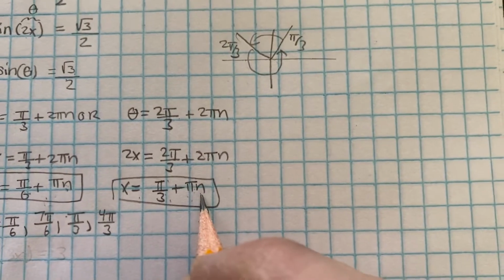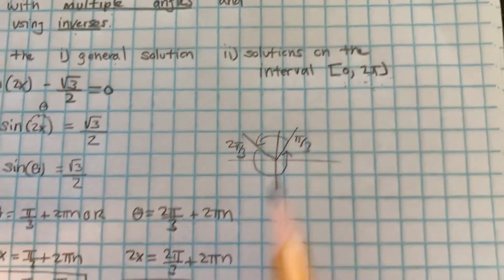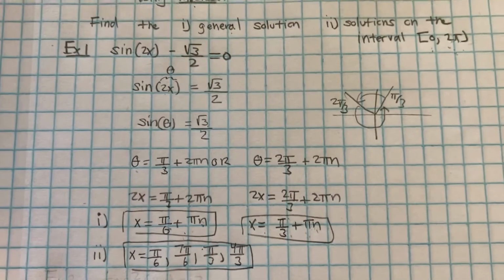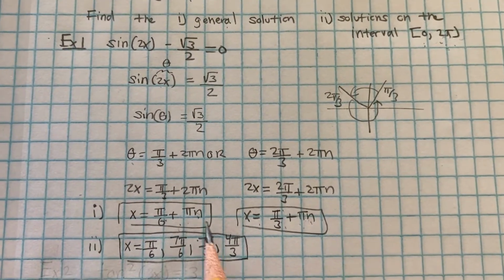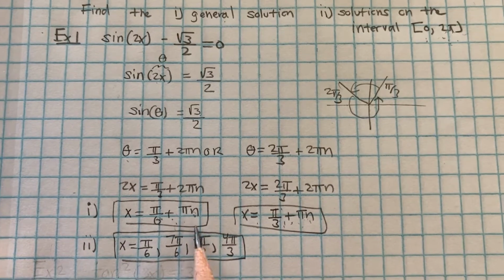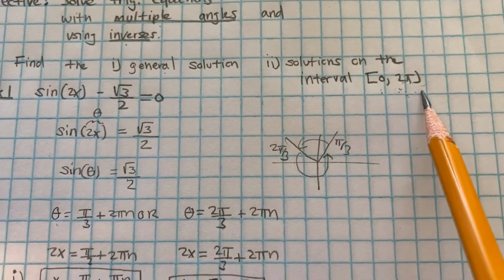And if you try to plug in n is equal to 2, 2 pi plus pi over 3 is going to go outside this interval. So these are my specified solutions on this interval. Okay, so it's always easier to write the general solution first, and then to get the specified solution, just plug in n values until you fall outside of 0 to 2 pi.